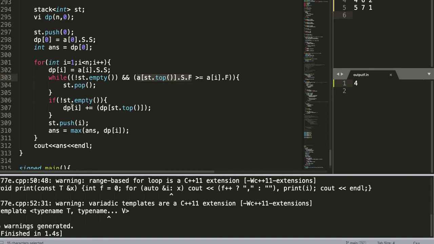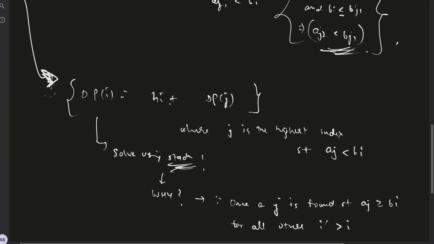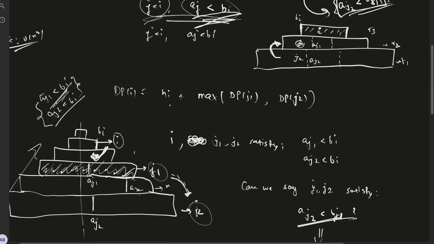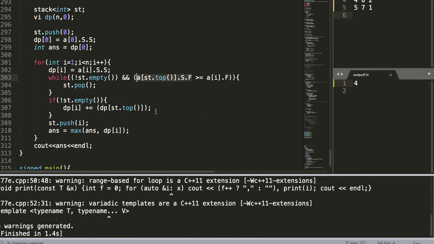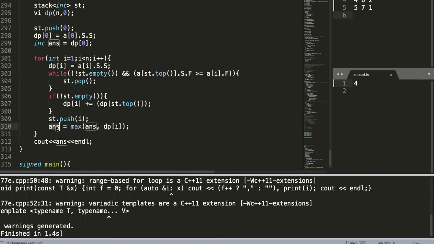Once we have the condition that aj is less than bi, once we have found the appropriate j, where st.top is j, then add dp of j to dp of I, push I to the stack, and calculate the maximum of the current answer and dp of I. That would be the new answer. This is how we calculate the answer.